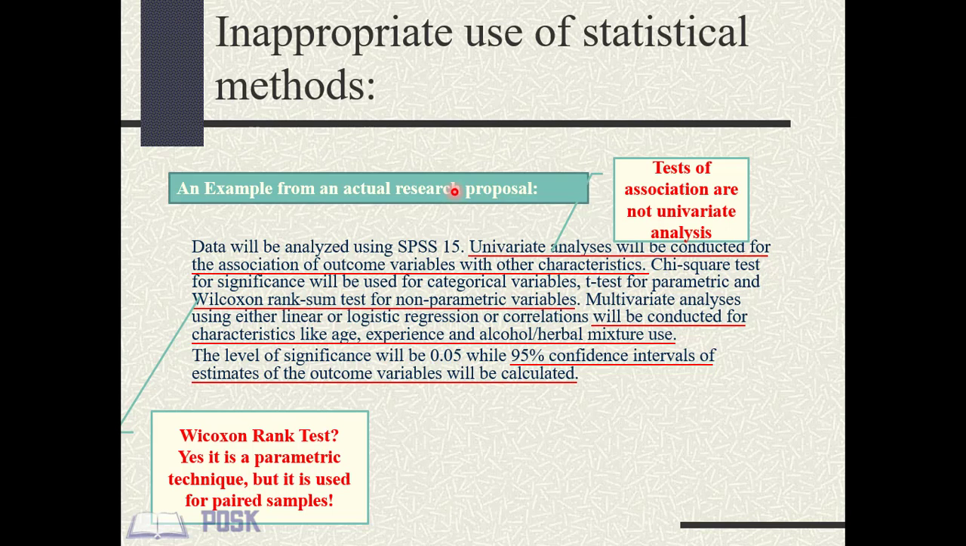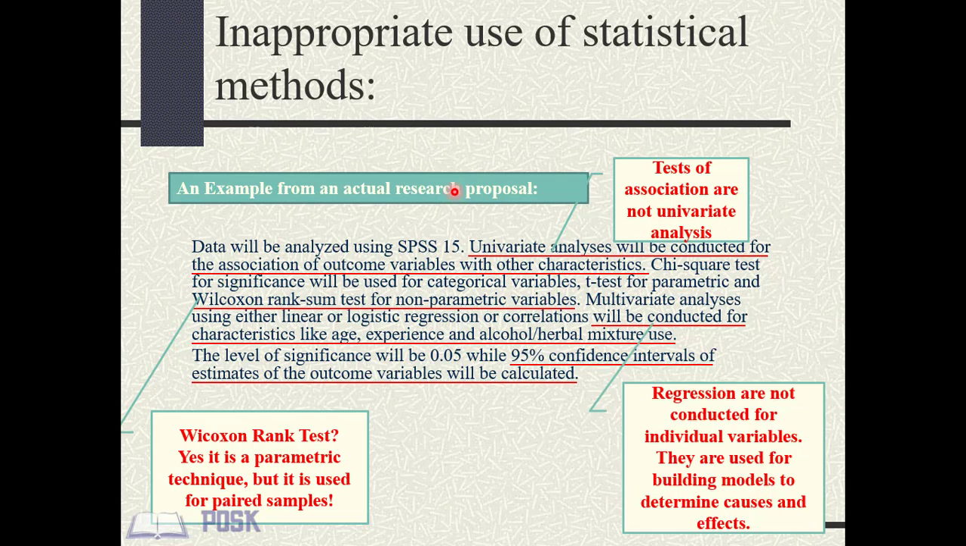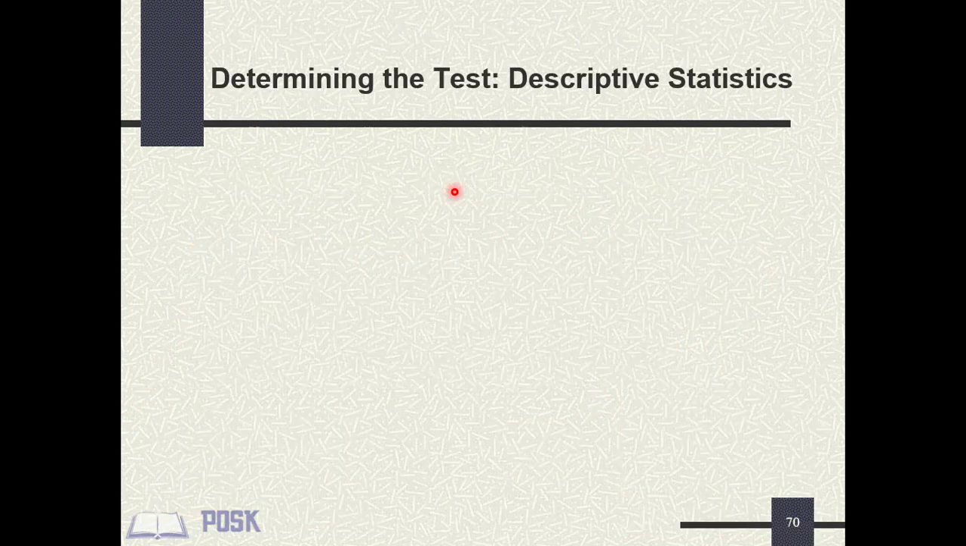He went on, multivariate analysis using either linear or logistic regression or correlations will be conducted for characteristics like age, experience, and alcohol/herbal mixture use. Regressions are not conducted for individual variables. They are used for building models to determine causes and effects. He concluded the level of significance will be 0.05, while 95% confidence intervals of estimates of the outcomes variables will be calculated. Wow, got no comment for that.